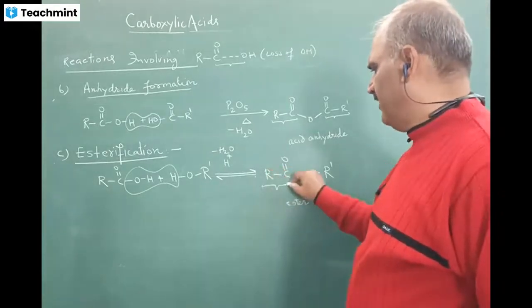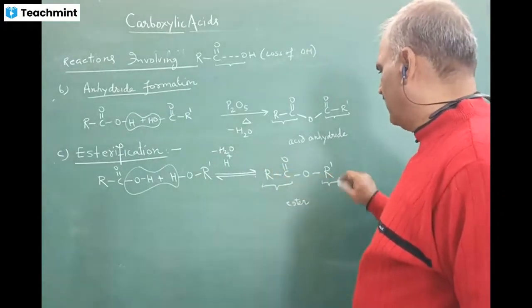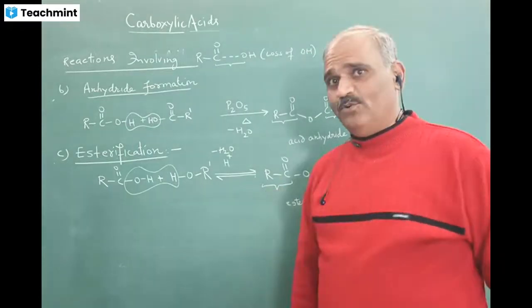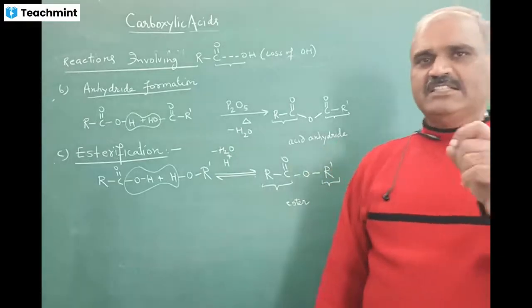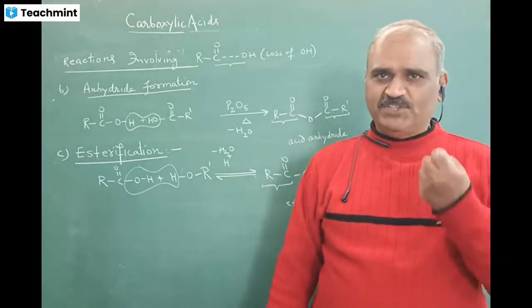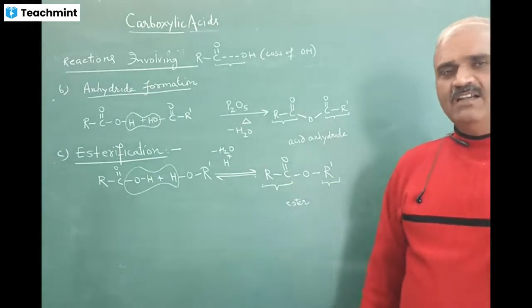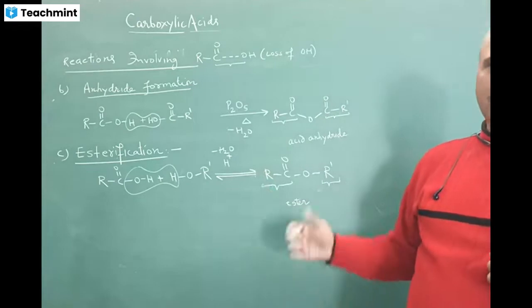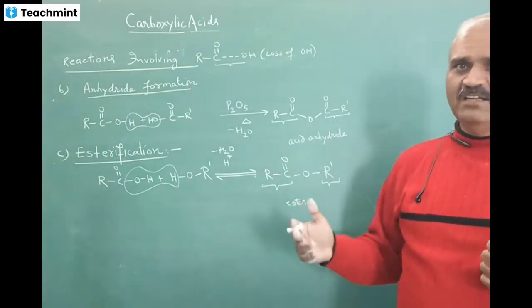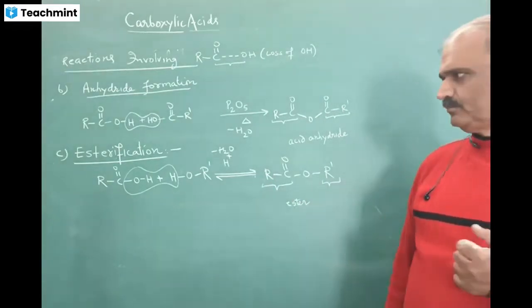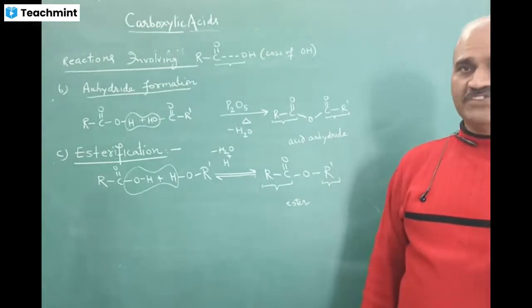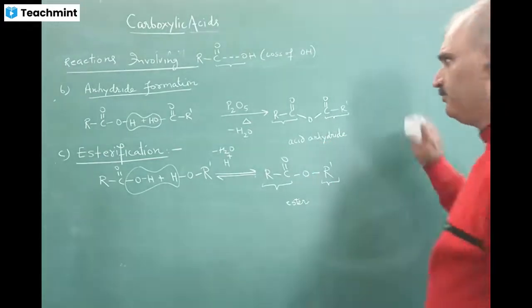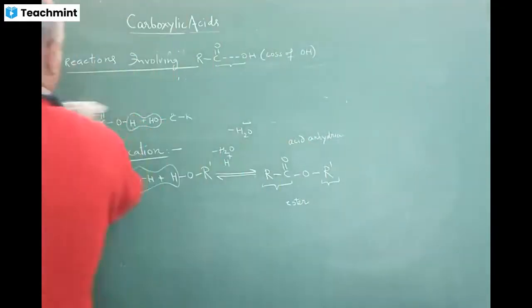Okay, and esters are named as, this R is called alkyl, this chain is called alkanoate, alkyl alkanoate, and esters are sweet smelling, fruity smelling compounds. All smells of fruits are due to esters. These are produced naturally among fruits. Okay, so this is esterification. Next reaction of this category is reaction with ammonia.